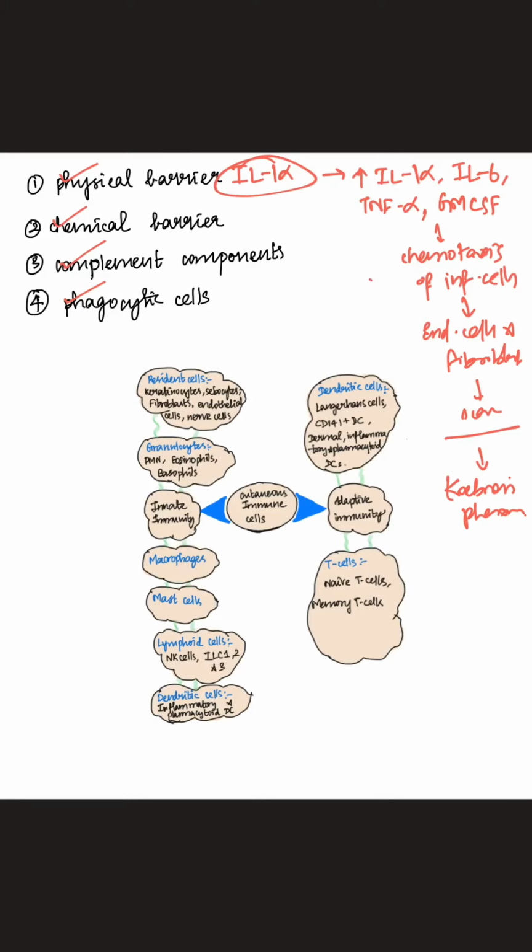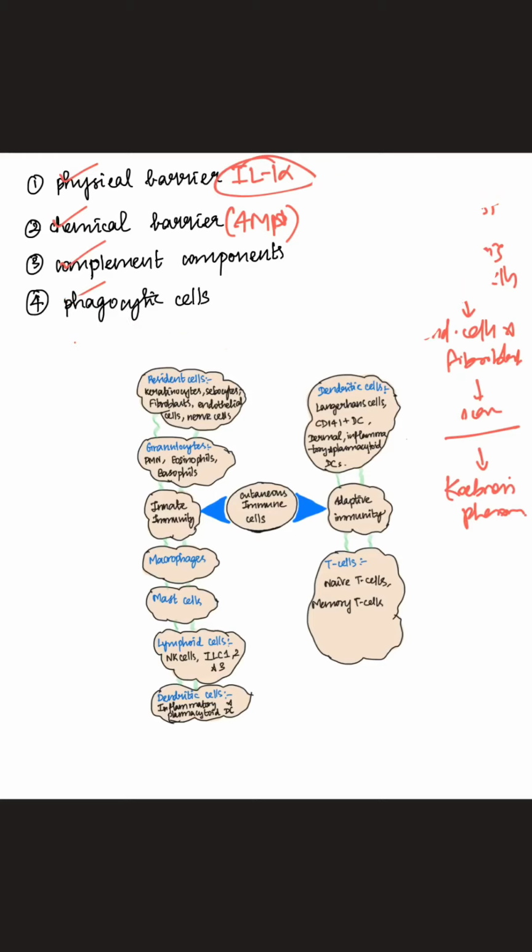And these inflammatory cells, once they reach the site of pathogen invasion, recognize and kill the pathogen and ingest them by the process of phagocytosis. This phagocytosis is mainly carried out by polymorphonuclear leukocytes like neutrophils and macrophages. The chemical barrier is mainly carried out by antimicrobial peptides, which we saw already. And then the last one is complement components.